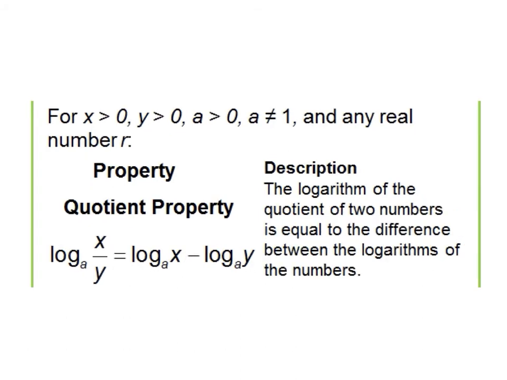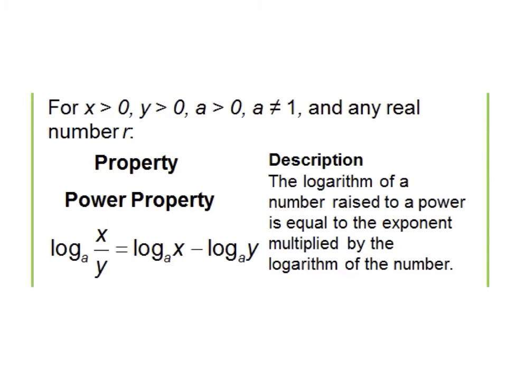Obviously, if there's a product property, there's also a quotient property, and just like you might think, because dividing is the inverse of multiplying, subtraction is the inverse of addition. So if we have log base a of some fraction, we take log of that base of the numerator minus log to that base of the denominator.